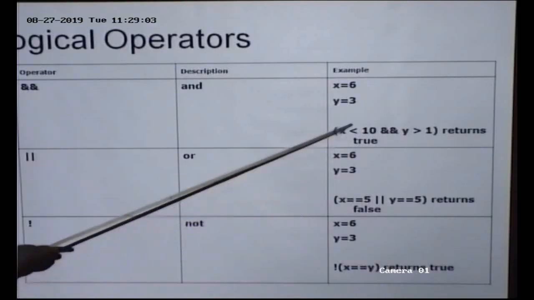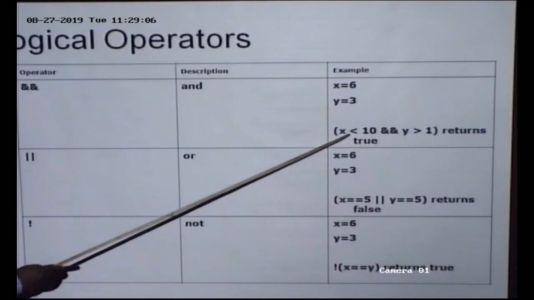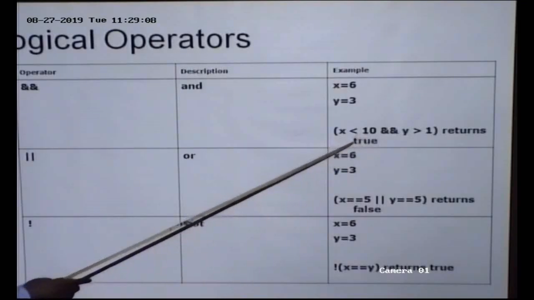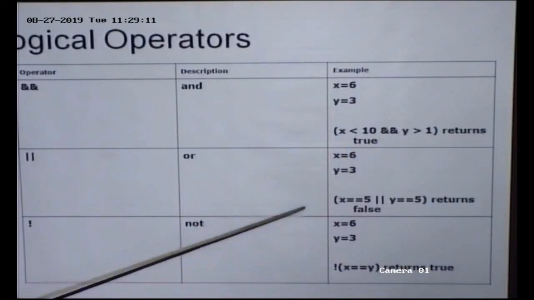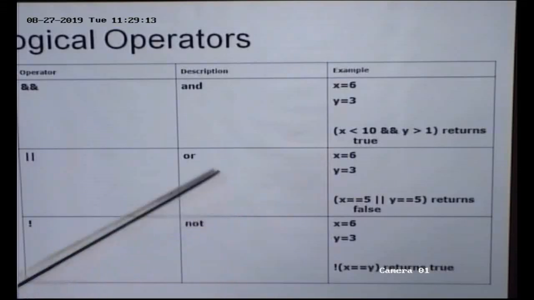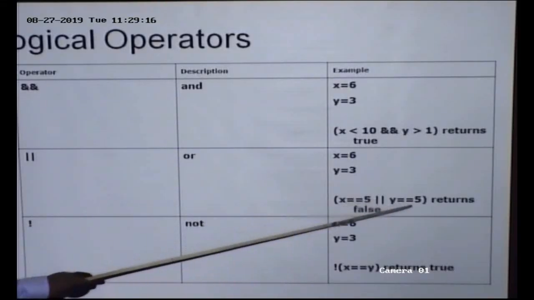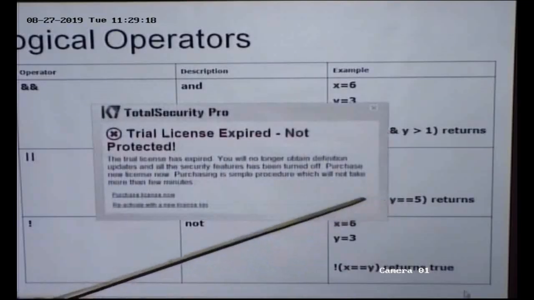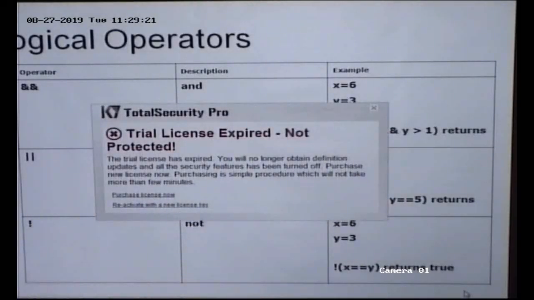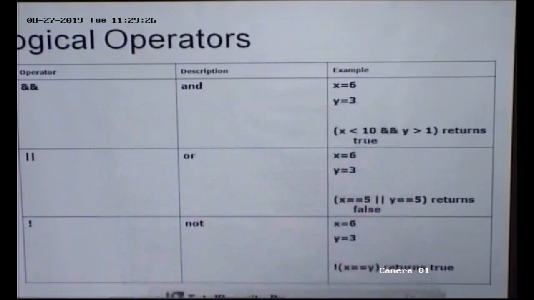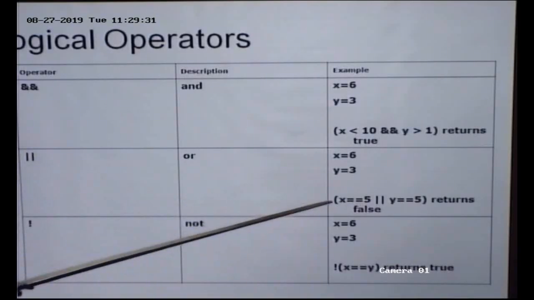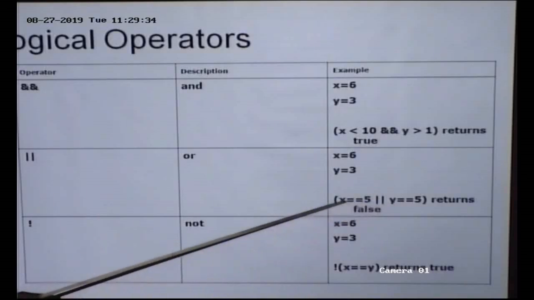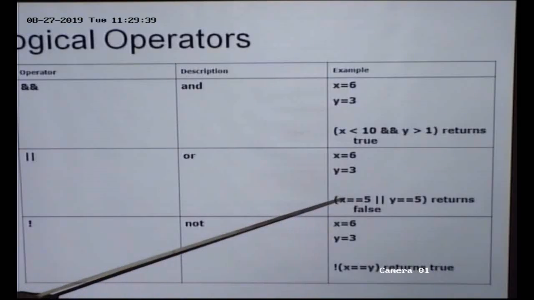If one of the conditions is false, ultimately it will return false in logical AND. Whereas in logical OR, if any one of the conditions is true, then it returns the true value. Otherwise, if both conditions are false, then it returns false.